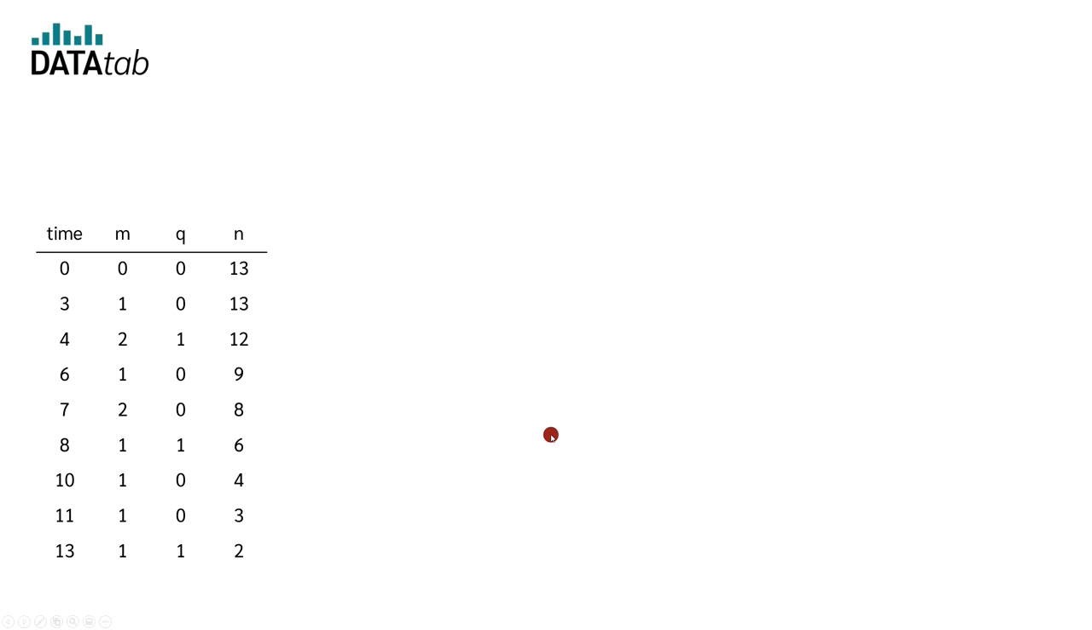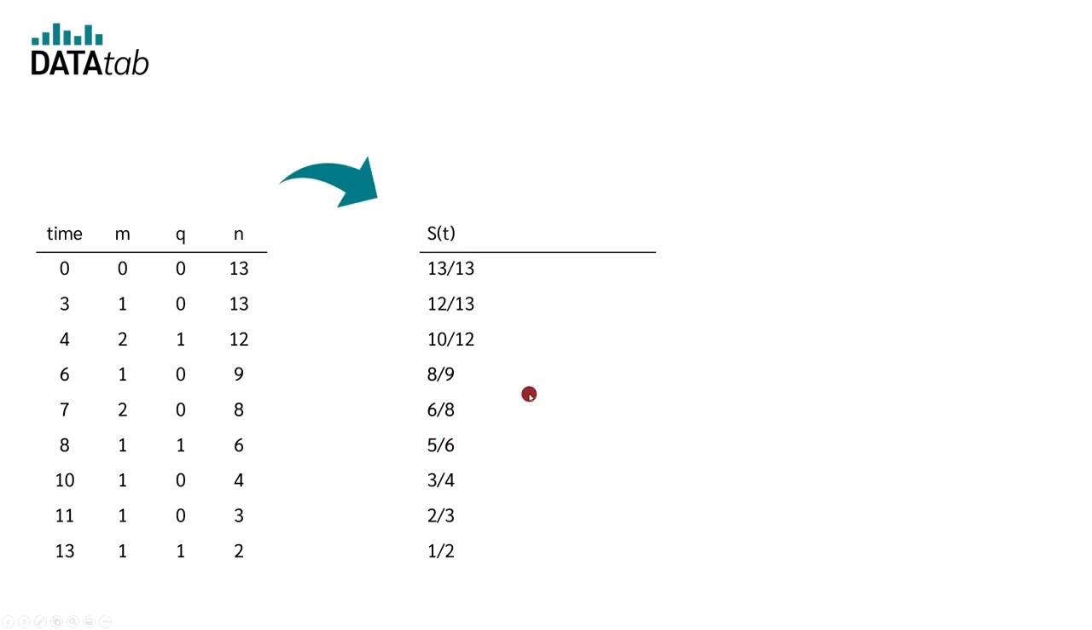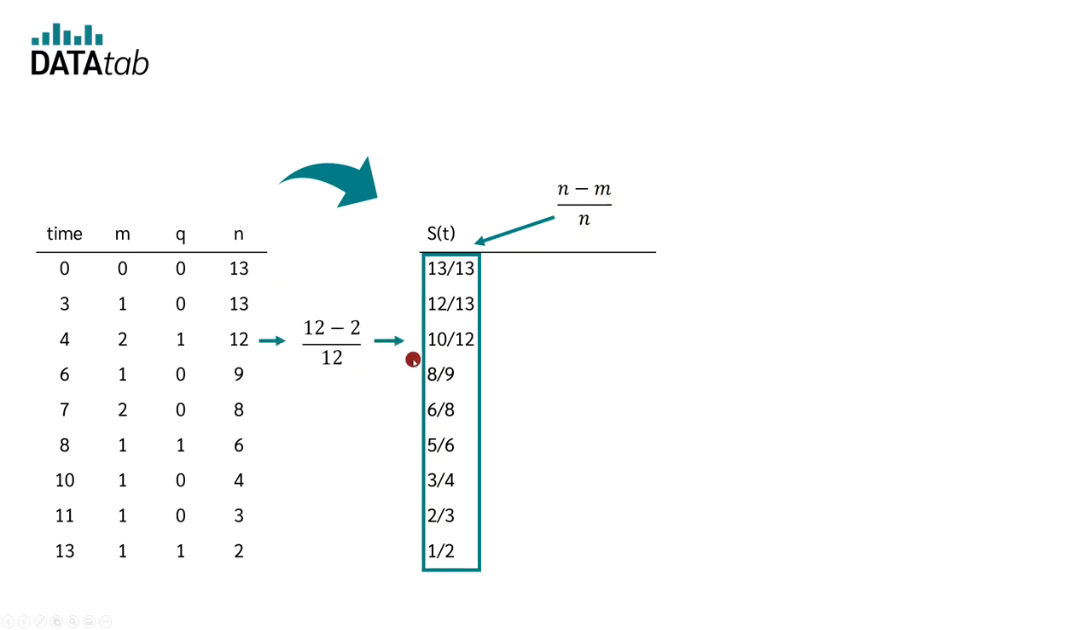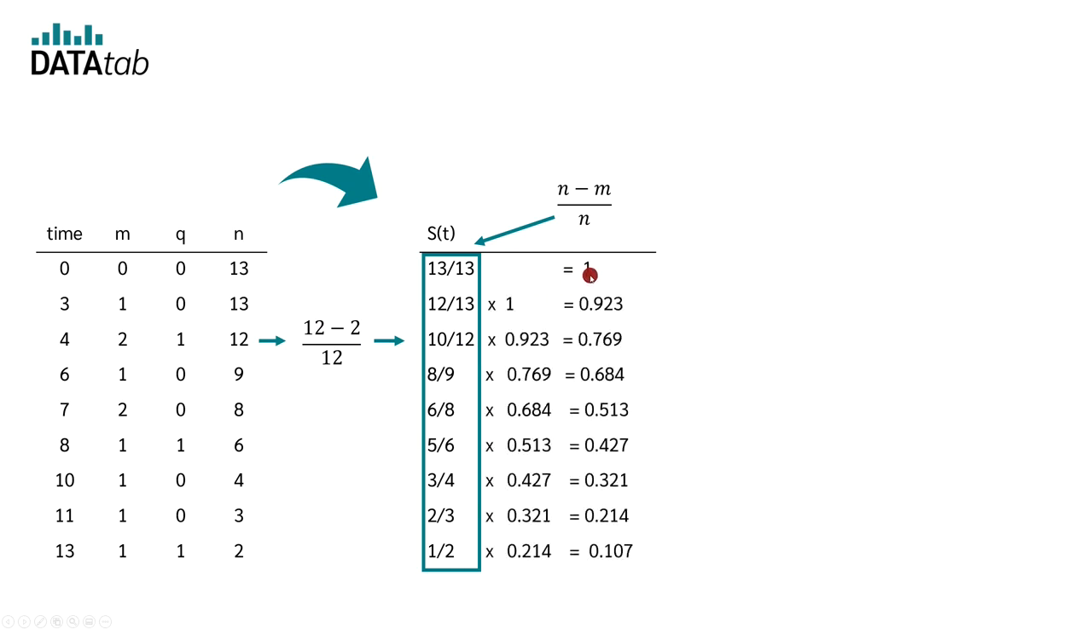If sensor data are available, this is a little more complicated. For this, we write down these values in the first step. We get these values by calculating n minus m divided by n. So in this row, for example, we get with 12 minus 2 divided by 12 the value 10 divided by 12. The calculation of the actual value is done iteratively. For this, we multiply the result from the previous row with the calculated value.